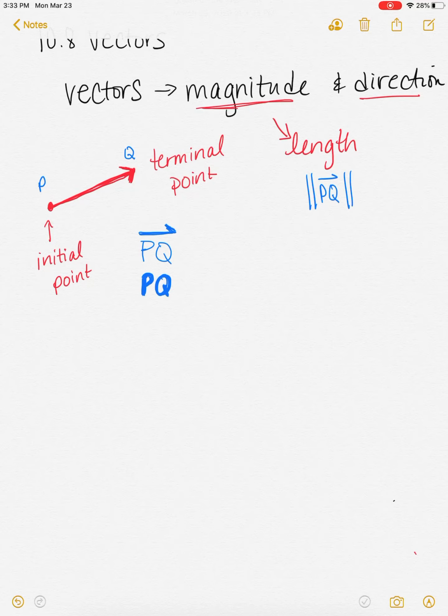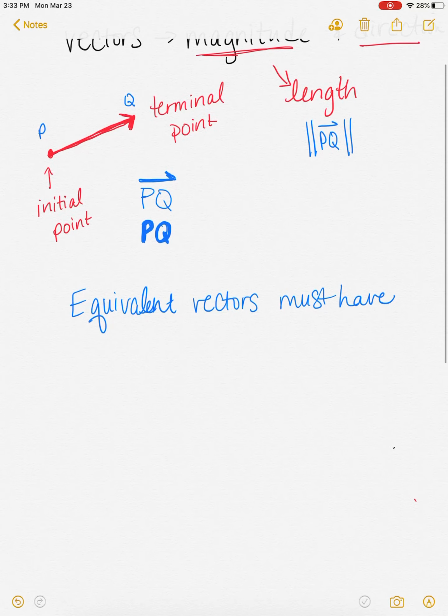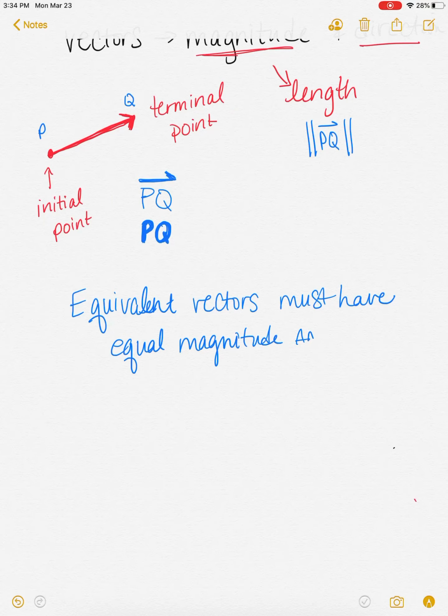All right, if two vectors are going to be equivalent, they must have the same direction and magnitude. Equivalent vectors must have equal magnitude and the same direction.